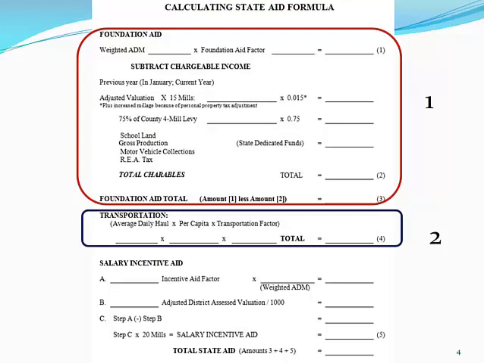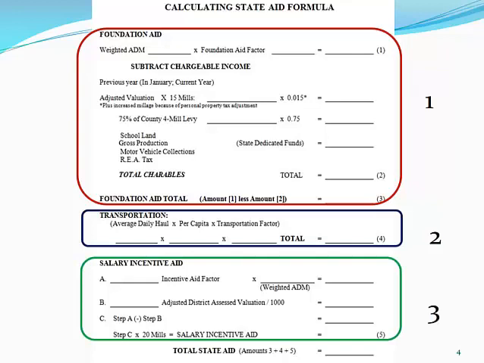The second part is the transportation factor. This is actually an equal factor, equal in the sense that everybody gets the same amount depending on how many students they haul. And then the third part is the salary incentive aid. And here again, we take just a little bit of the local property taxes and add that in here. Not as much as we take at the top when we're dealing with state dedicated funds, but we just add property taxes down here.